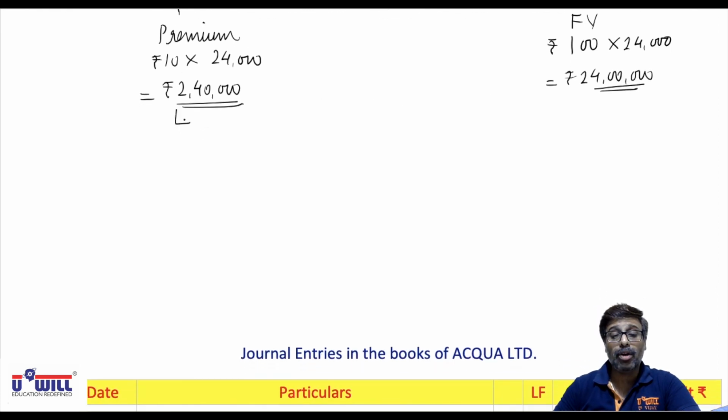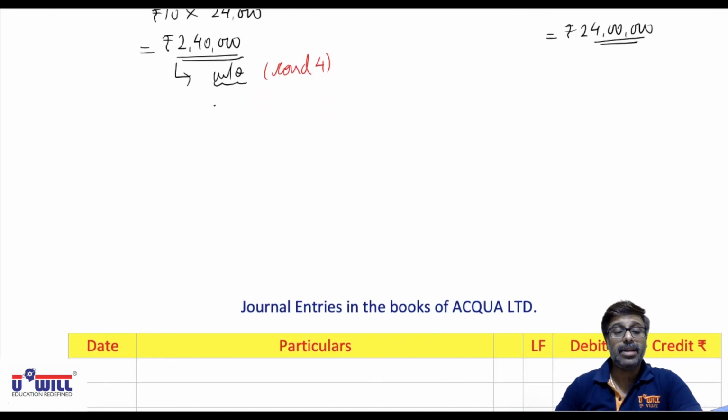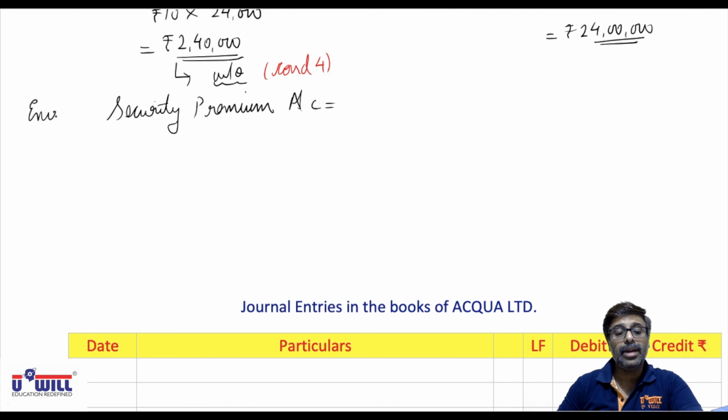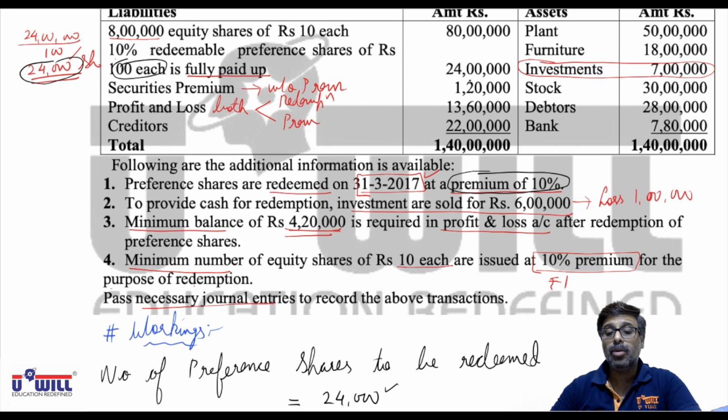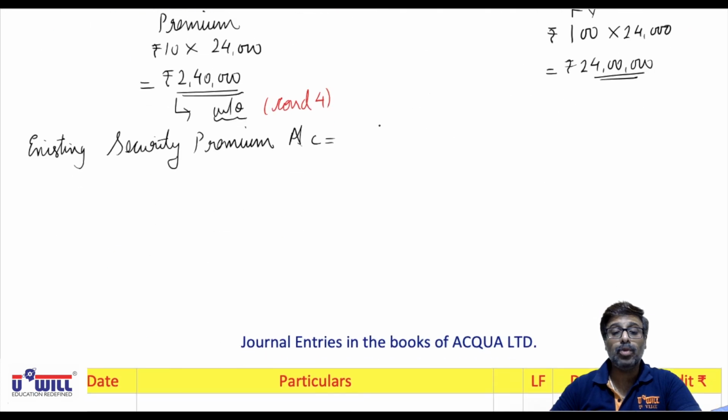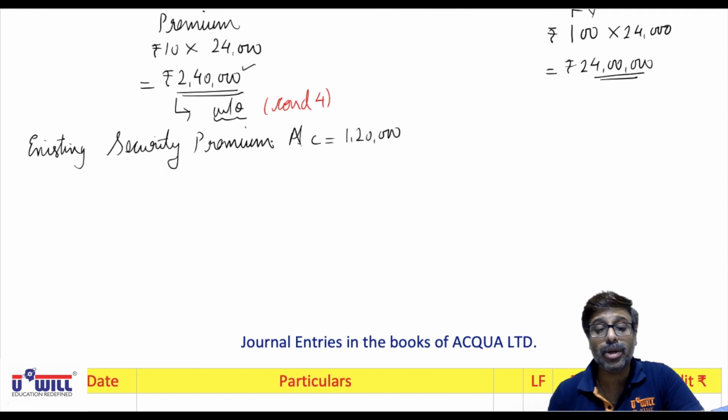Now, how will you write off this 2,40,000 as per condition 4 of section 55? There are two sources from which premium can be written off. First is the security premium account. So what is the existing security premium account balance in the balance sheet? Look at it, everyone. It is 1,20,000. So out of 2,40,000, 1,20,000 we will write off from the existing security premium account.